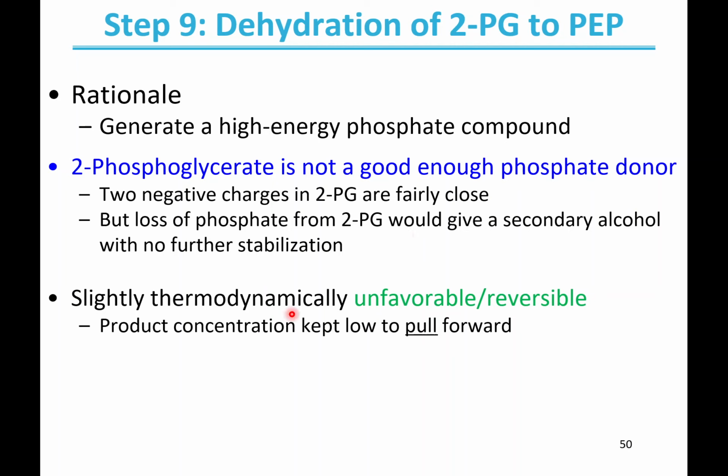This reaction is slightly unfavorable and reversible. Product concentrations here, again, are kept low to pull it forward. So PEP concentrations are low, and that pulls this reaction forward.